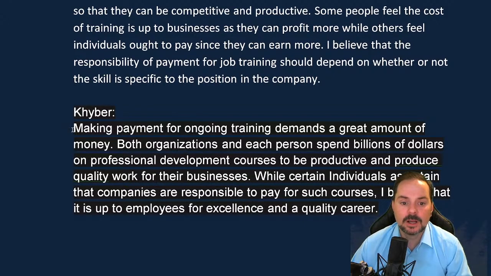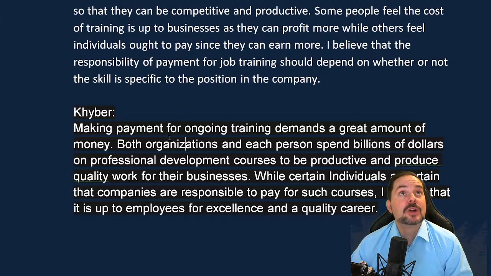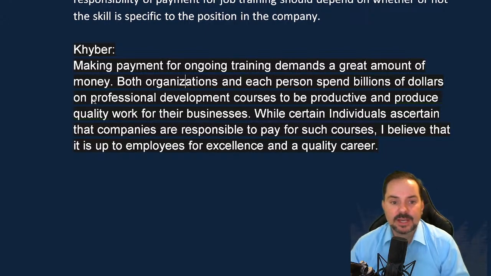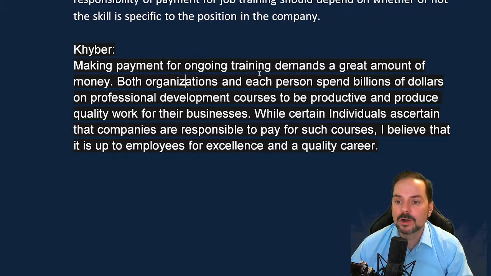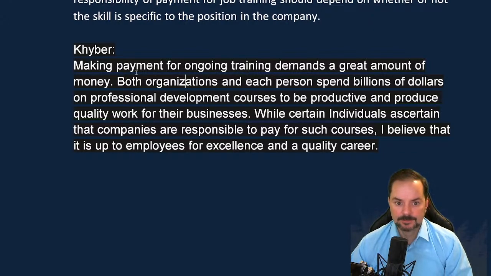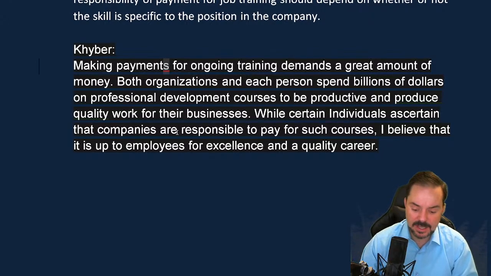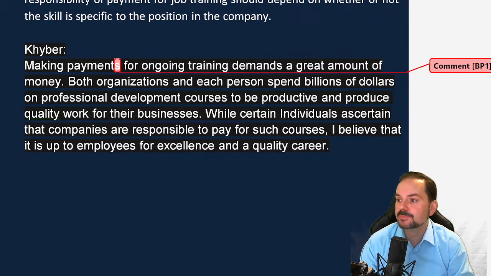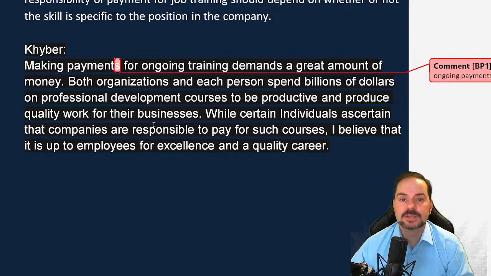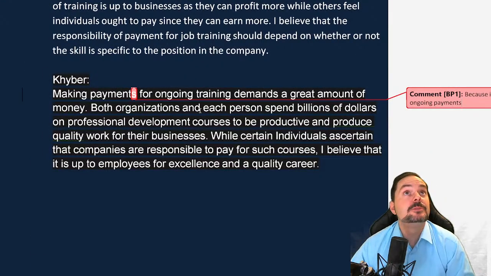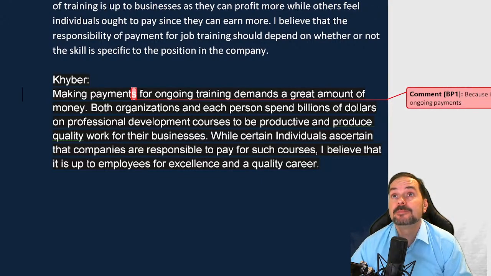So here, let's do this. So let's edit this, okay? All right. So Kyber, here is your introductory paragraph, okay? So making payment for ongoing training demands a great amount of money. The first correction that I would make here is I would write S, okay? And I would say because it is ongoing payments. Okay, so there's multiple payments here. Let me shrink this a little bit. You should still be able to see it clearly so you can see the comments. Okay, all right.